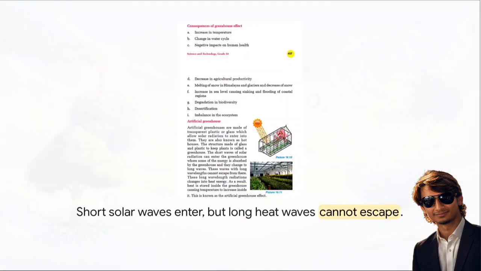Let's look at the physics here. Short solar waves travel all the way from the sun, and they just zip right through the transparent glass or plastic. Easy. But, and here's the catch, once that solar energy hits the ground and the plants inside, it's absorbed and then radiated back out as heat energy. But this new heat energy travels in long wavelengths. And those long waves simply cannot escape back through the glass. No way. The heat is literally trapped, and the temperature inside just keeps steadily ticking up.